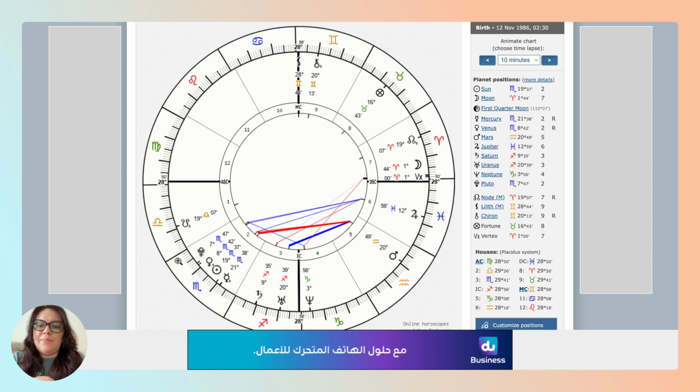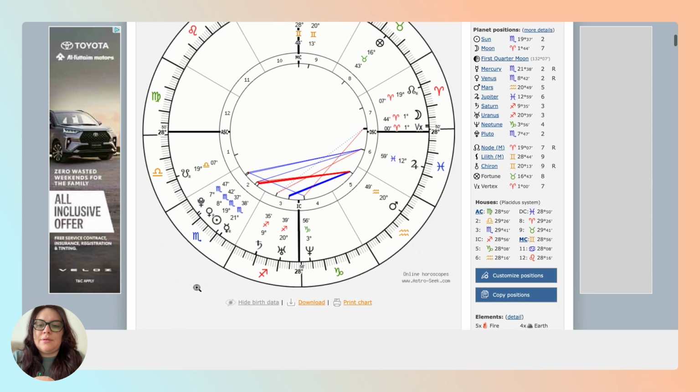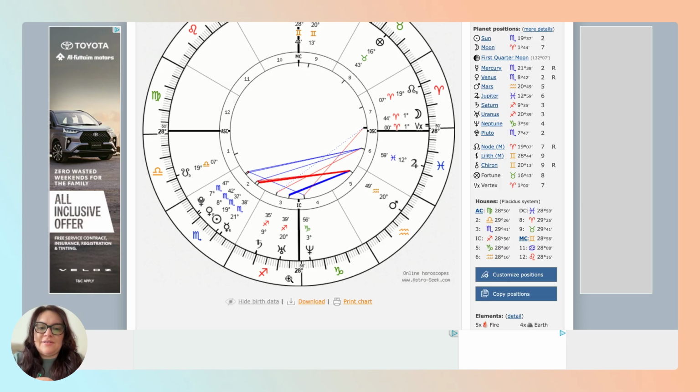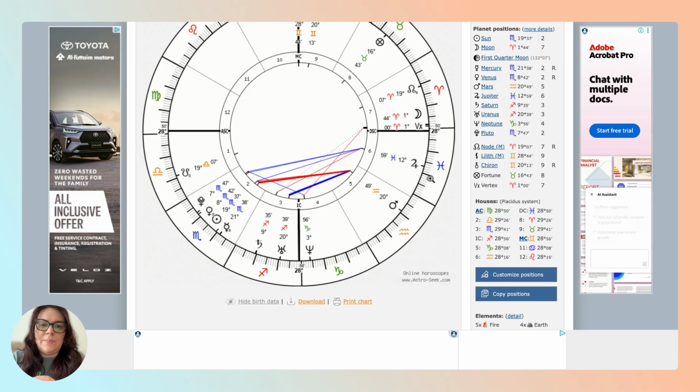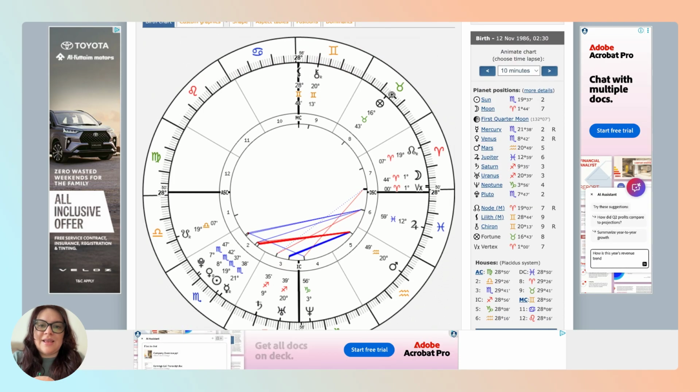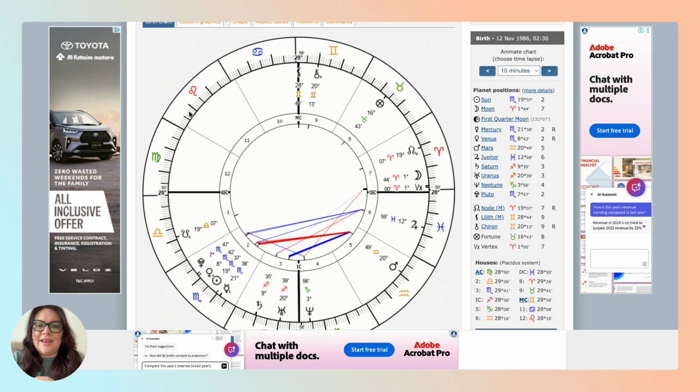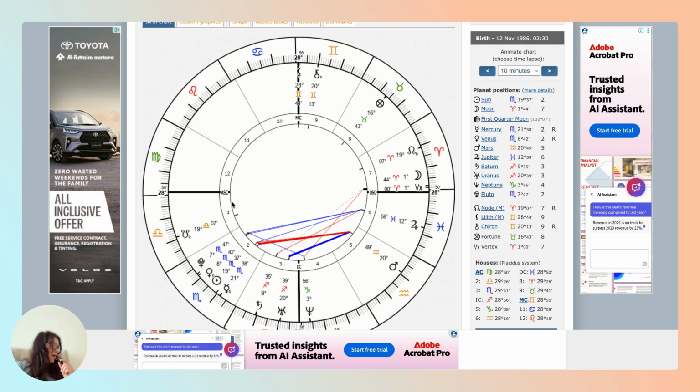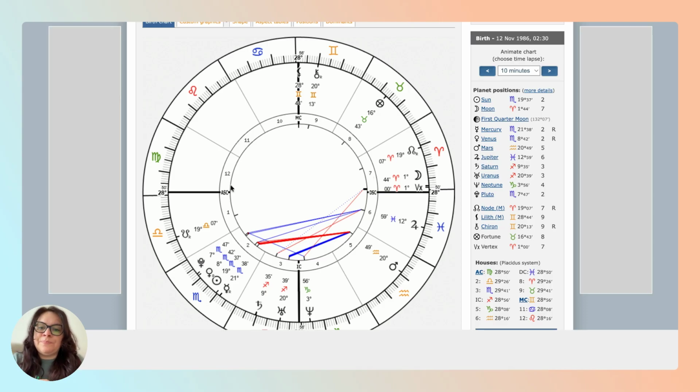Virgo, Libra, Scorpio, Sagittarius, Capricorn, Aquarius, Pisces, Aries, Taurus, Gemini, Cancer, and Leo. Okay, and then you have the houses. You have house 1, 2, 3, 4, 5, 6, 7, 8, 9, 10, 11, and 12.